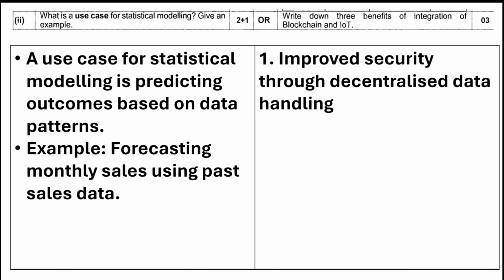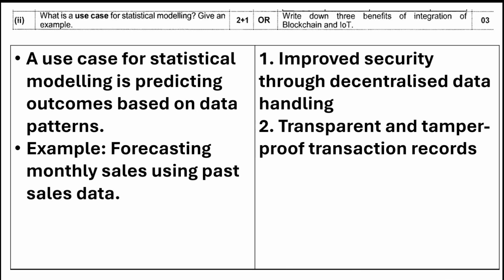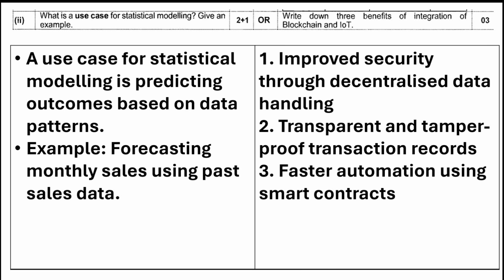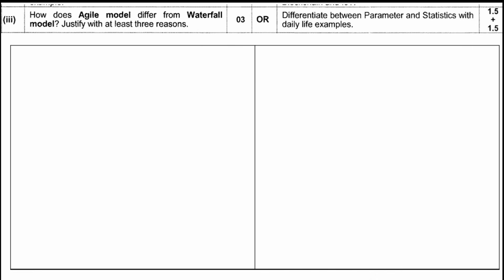Write down 3 benefits of integration of blockchain and IoT. Number 1 is improved security through decentralized data handling. Number 2 is transparent and tamper-proof transaction records. And number 3 is faster automation using smart contracts. Okay, we'll move to the next question.